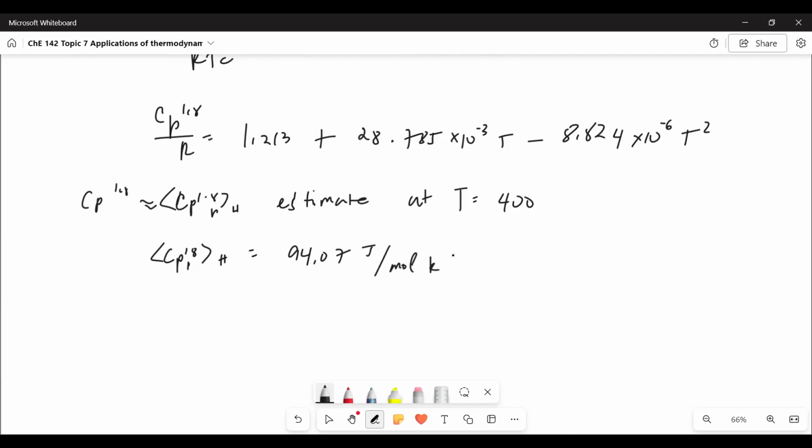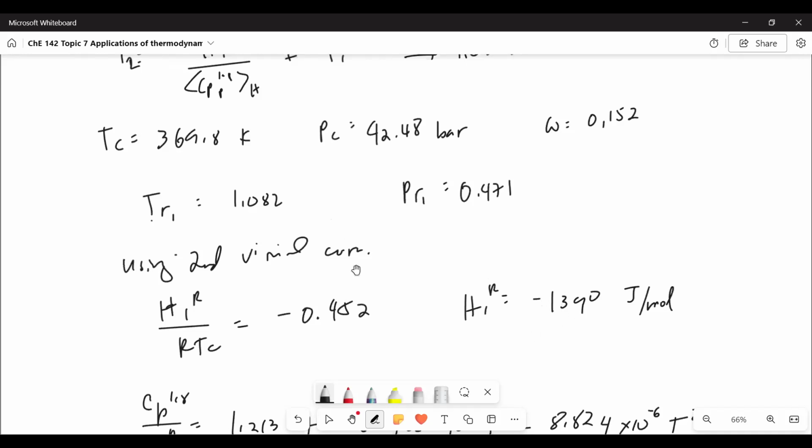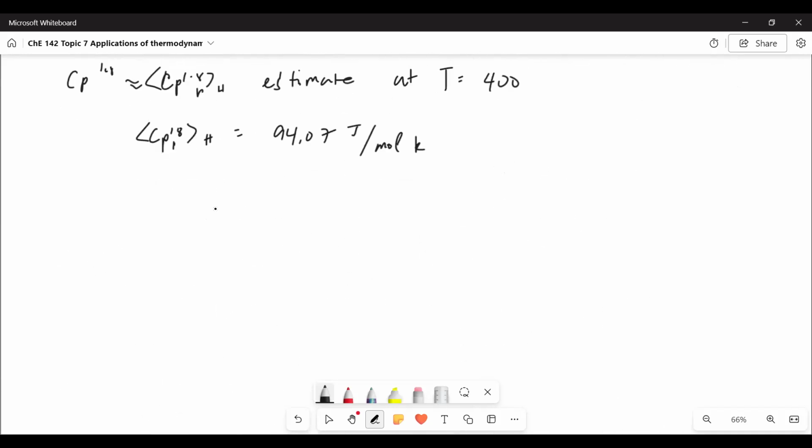And then we use that in our equation, substitute here and solve for T2. So we have H1R and T1 equal to 400. Let's calculate. For the initial iteration, H1R is negative 1390, which we solved. CP, mean heat capacity, is 94.07, plus 400, the initial temperature. What we will get for the final temperature is 385.2 Kelvin.